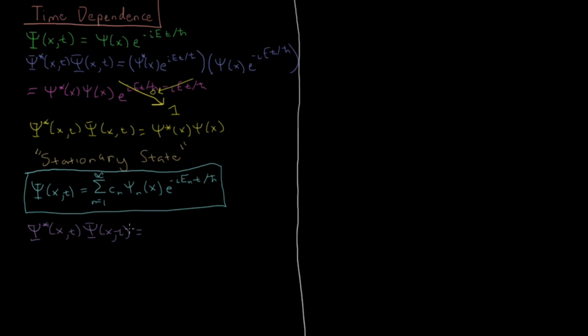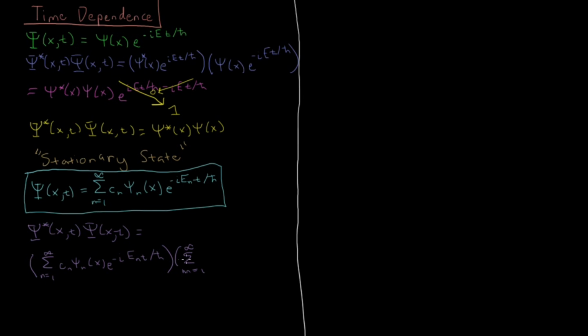Then I'm going to go ahead and go to the next line because this is going to be quite long to write. We have the sum from n equals 1 to infinity of Cn psi n of x e to the minus i En t over h bar, all of that times the sum from m equals 1 to infinity.